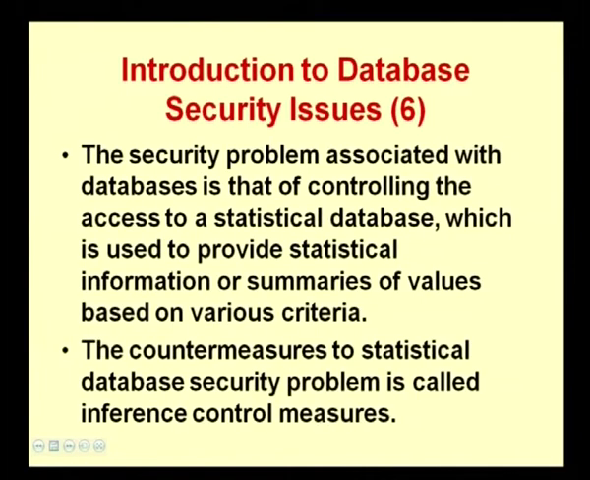Now, another security problem associated with databases is that of controlling access to a statistical database, which is used to provide some information or summaries of values based on various criteria. The countermeasure to the statistical database security problem is called the interference control mechanism. So, you are only allowing or controlling the access to the statistical part of a database.